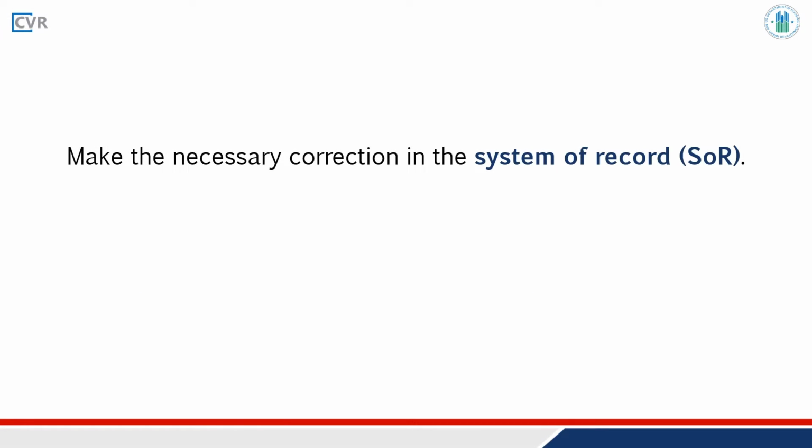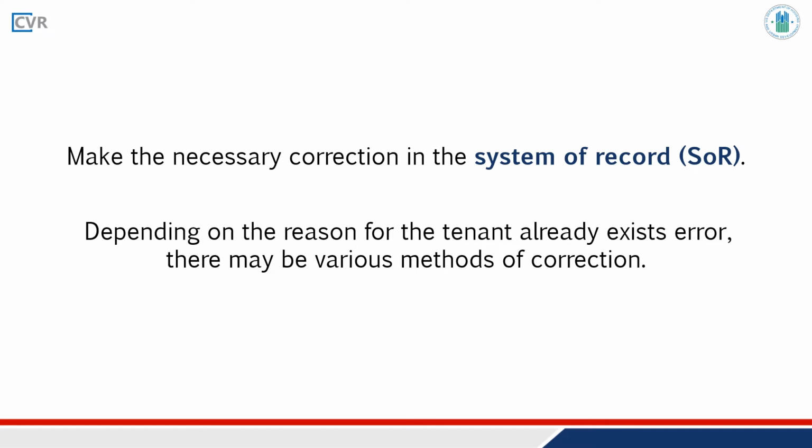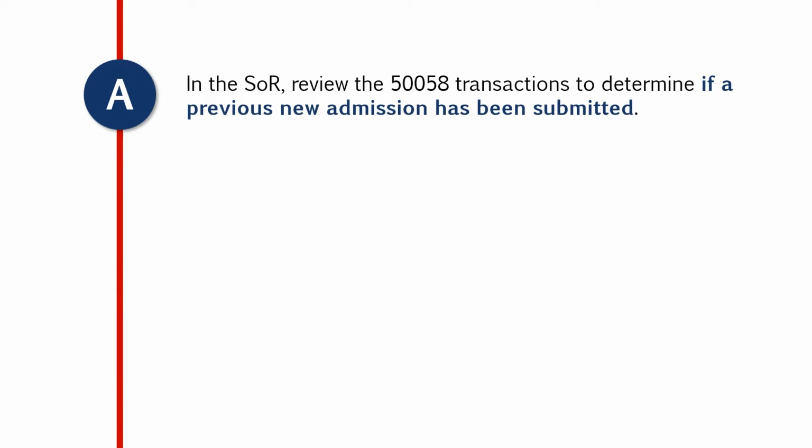Make the necessary correction in the system of record. Depending on the reason for the tenant already exists error, there may be various methods of correction. In the system of record, review the 50058 transactions to determine if a previous new admission has been submitted.